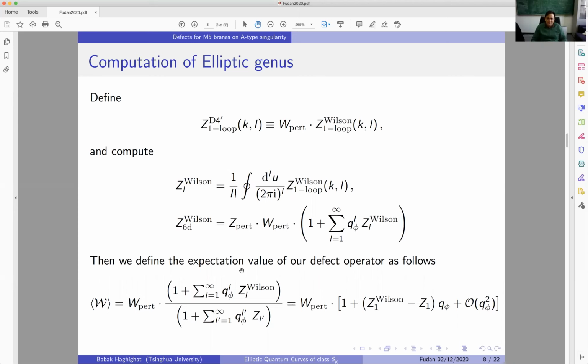And then we can define the defect expectation value. The expectation value is basically taking this whole thing here and dividing it by the pure 6D partition function without the presence of any defect. So then you will see that this piece will cancel, this piece will remain, and then there will be in the denominator the contribution of the strings in the pure 6D setup. And I can expand this in Q_phi, and you will see that, to order Q_phi, you will have this contribution to this operator, namely the elliptic genus in the presence of this Wilson surface subtracted by the usual elliptic genus of one string.